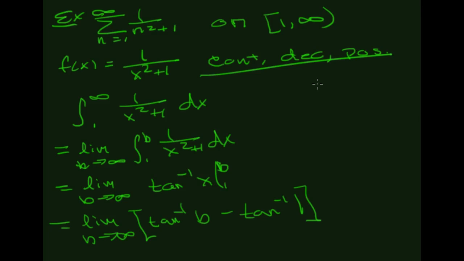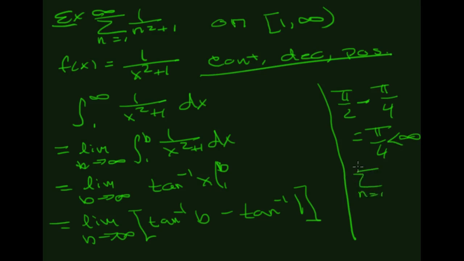So the inverse tangent as we're going to infinity is pi over 2. The inverse tangent at 1 is pi over 4. And if I take pi over 2 and subtract pi over 4, I get pi over 4, which is definitely not infinity. Which means that the series from n equals 1 to infinity of 1 over n squared plus 1 converges. So there I used an integral to prove the convergence of an infinite series.